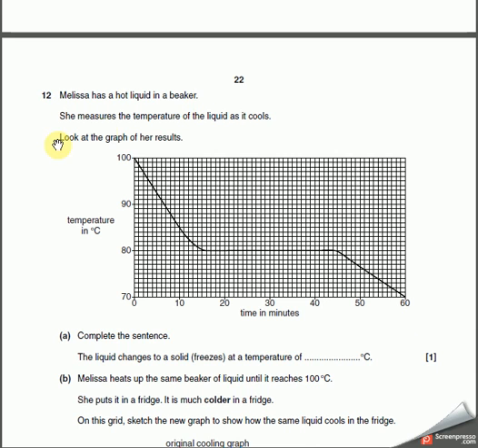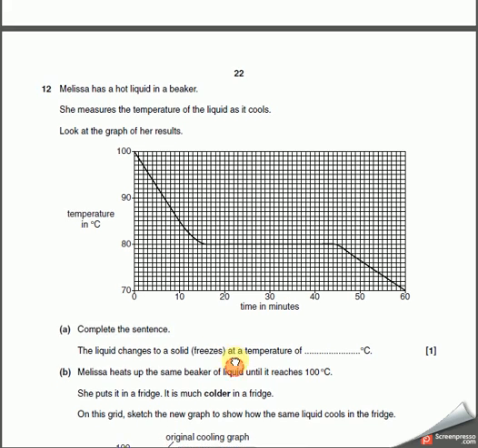Melissa has a hot liquid in a beaker. She measures the temperature of the liquid as it cools. Look at the graph of her results, and you can see that it begins to go down and then it goes flat. The liquid changes to a solid and freezes at a temperature of... What temperature does it begin to freeze? It's going to be 80 degrees, because that's where it goes flat. And that's the latent heat, guys, isn't it?